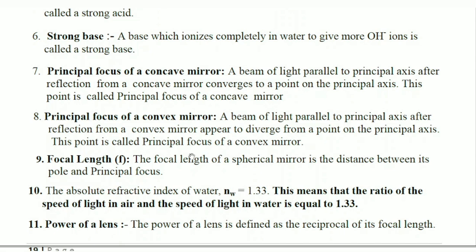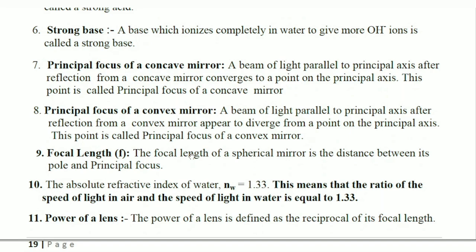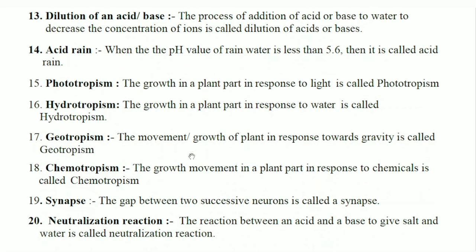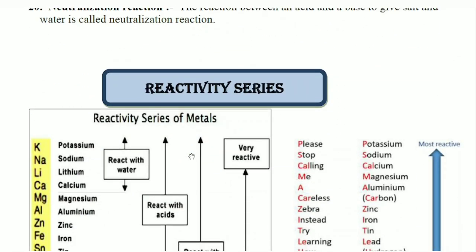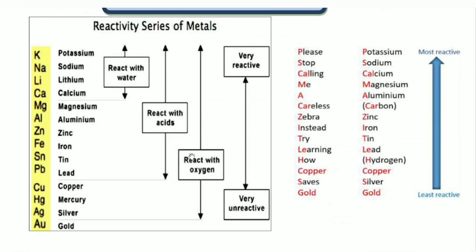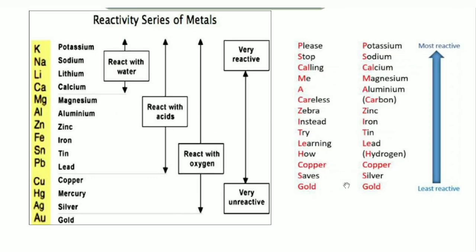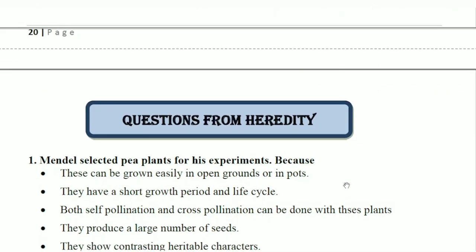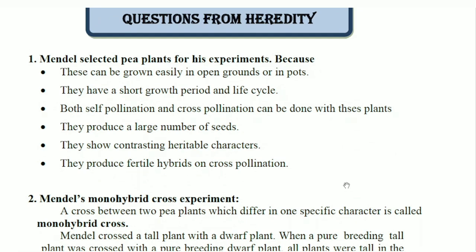And the next one is reactivity series. You should know the reactivity series, which is highly reactive, which is average in reactivity, which is very low in reactivity. So that only I have given together, which is highly reactive, which is low reactive. So learn it, then in the exam it will be very useful. And the last one is questions from heredity. These types of questions only they will ask. So one is compulsory.